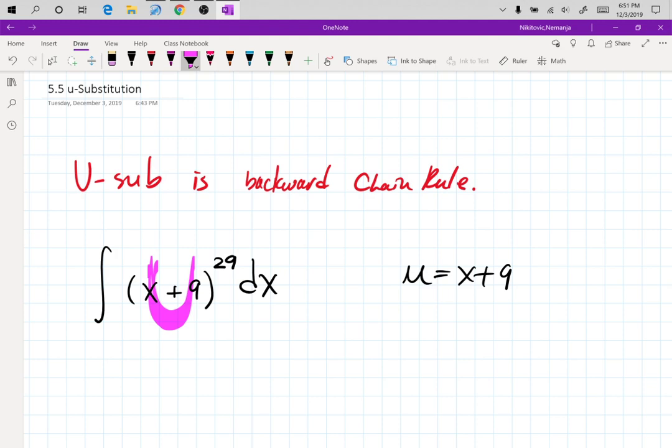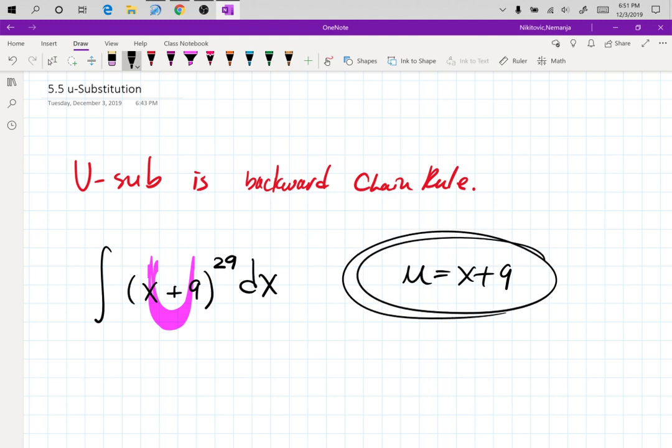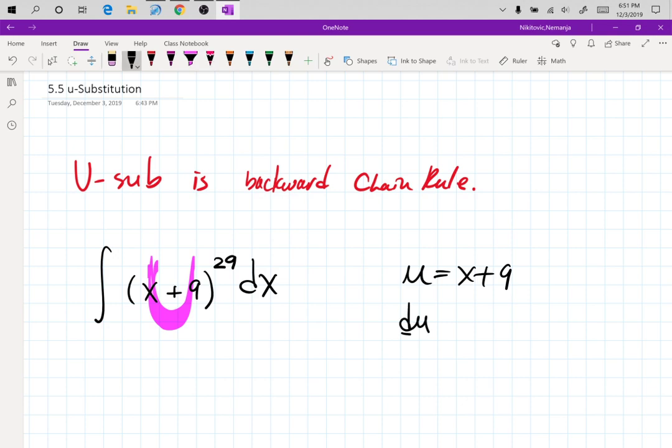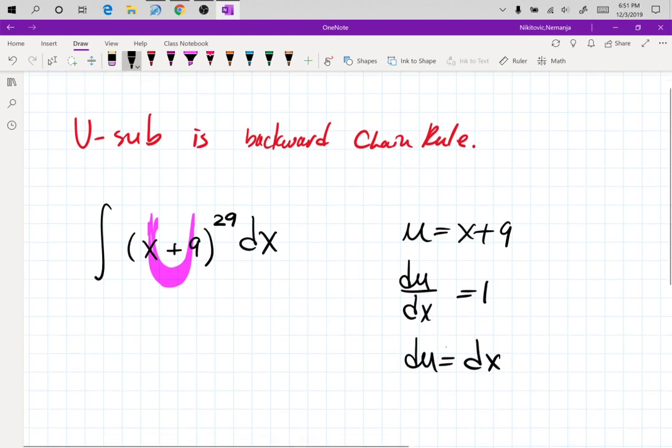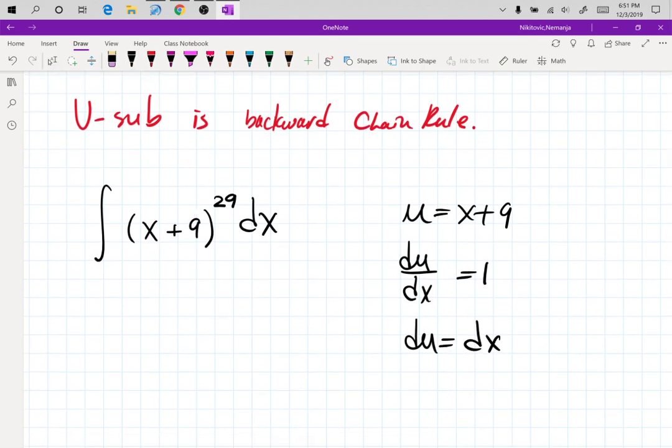So now the issue which we created is that you have your problem as u to the 29, but you still have dx, and that's not good. You can't have an integral in terms of u and in terms of x at the same time. So you have to change the dx part into du as well, and you achieve that by differentiating the u-Substitution that you came up with. So now when I differentiate this, I get du dx is equal to 1, from where du is equal to dx, and now I can sub everything in.